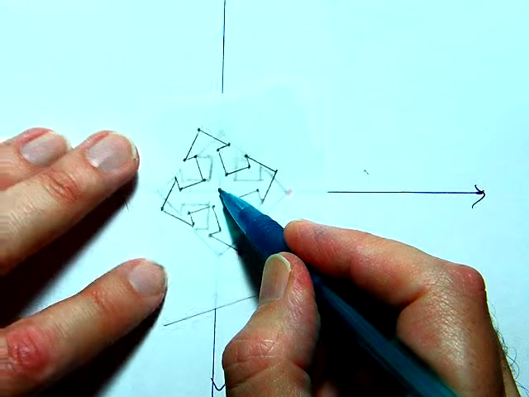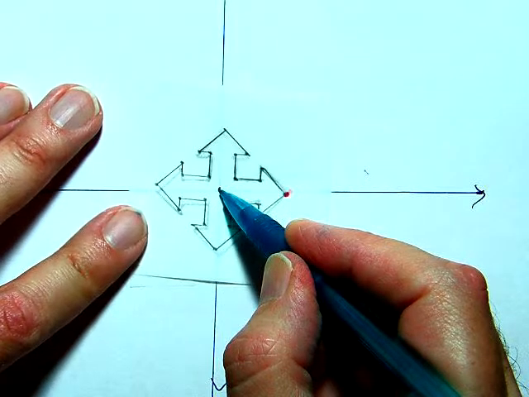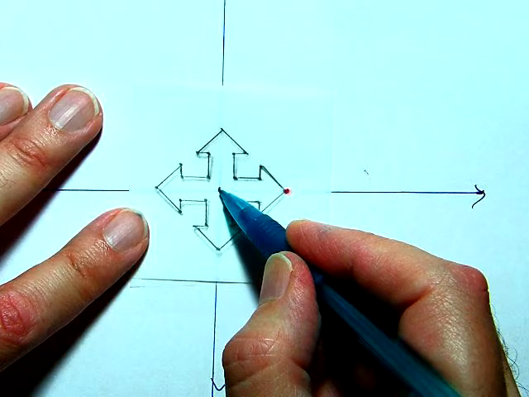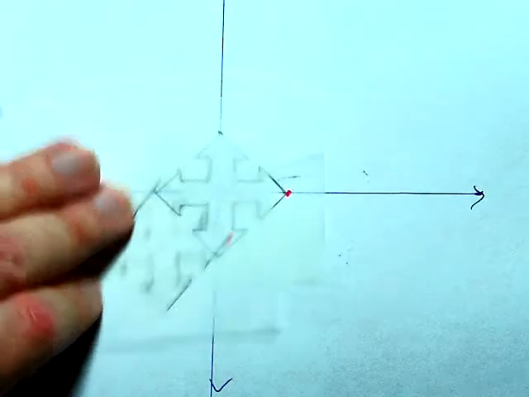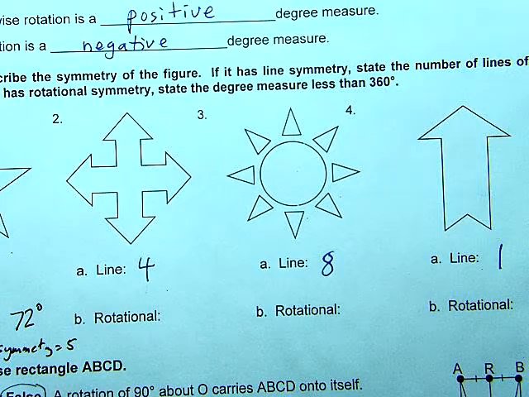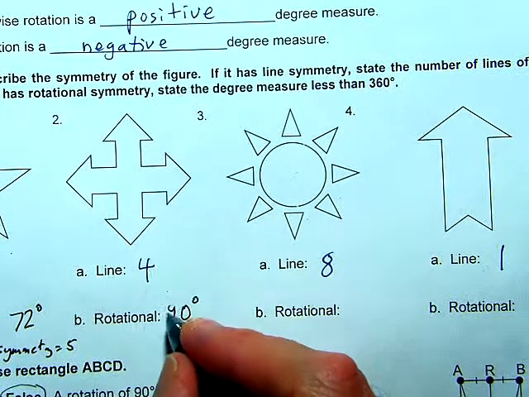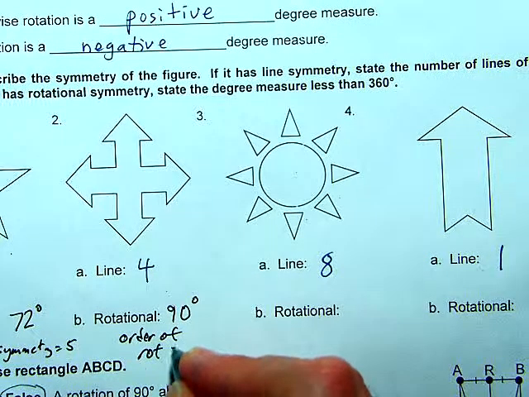And the last position is always the position that brings the point back to its starting point, and that is the fourth position. So the order of rotational symmetry is 4, and the degree measure of symmetry is 90 degrees. Let's go ahead and write those answers in here. So we've got 90 degrees, and the order of rotational symmetry is equal to 4.